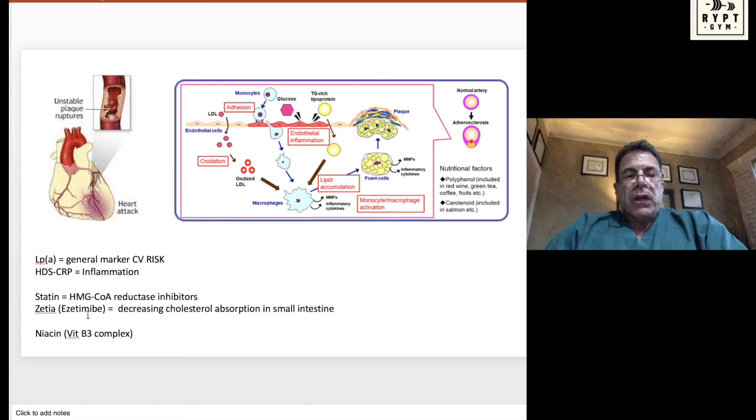Zetia is another one that decreases cholesterol absorption in the small intestine. Zetia and statin used together can be used in lower doses to mitigate side effects, and they're much more effective in lowering LDL cholesterol, the bad cholesterol, and raising HDL cholesterol, which is a good cholesterol.